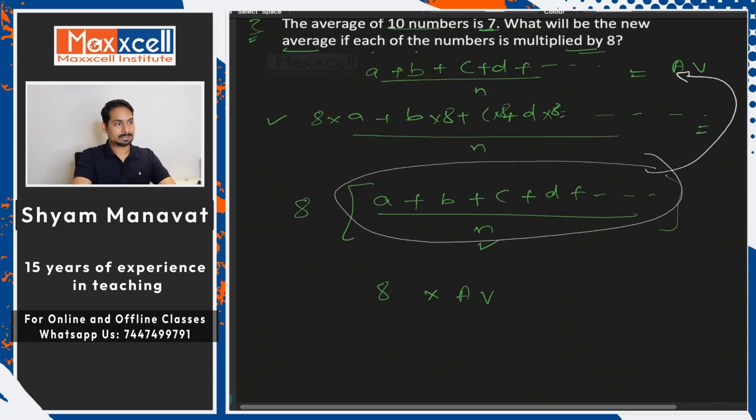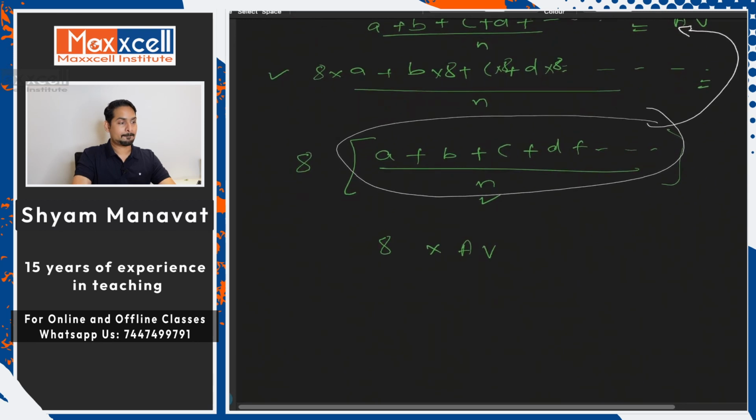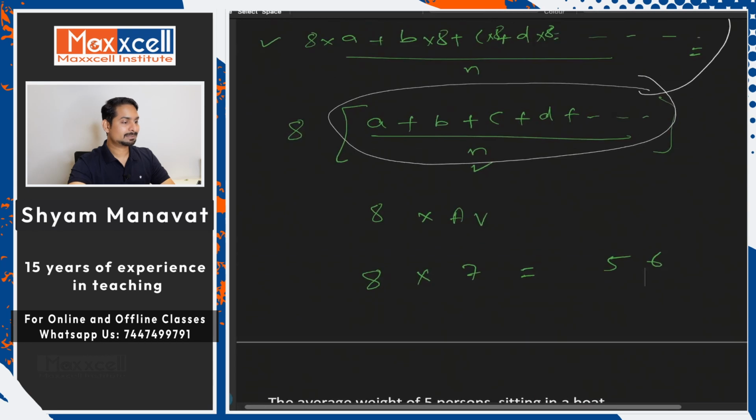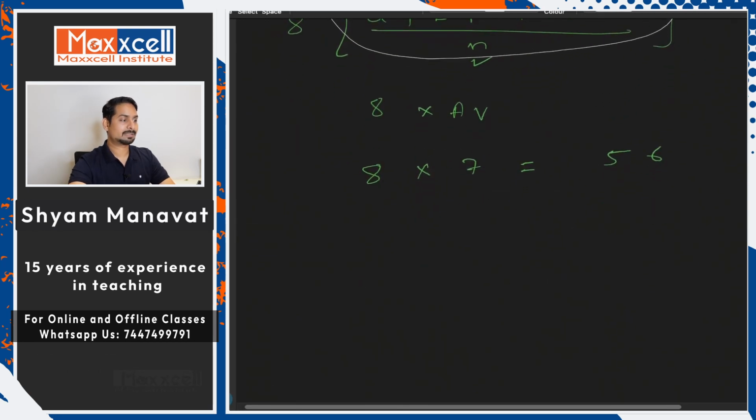So although that's your answer, okay, the average of 10 numbers is 7, and when each number is multiplied by 8, then the average also multiplies by 8. So what will be the new average? 56.